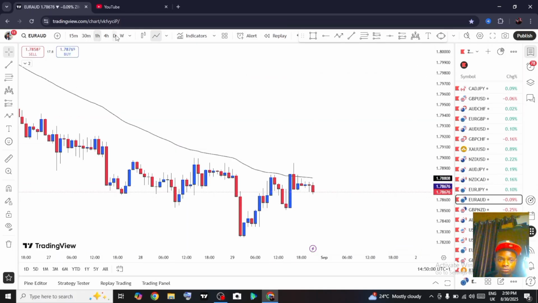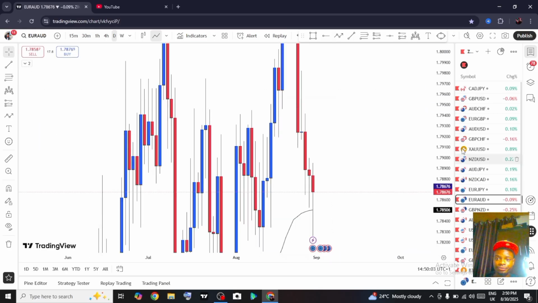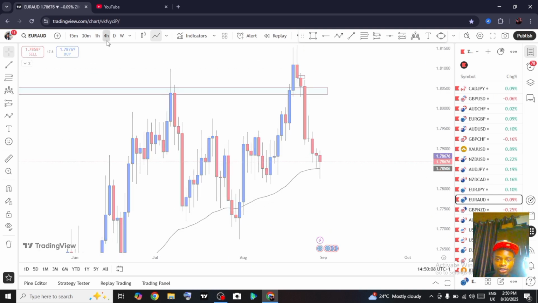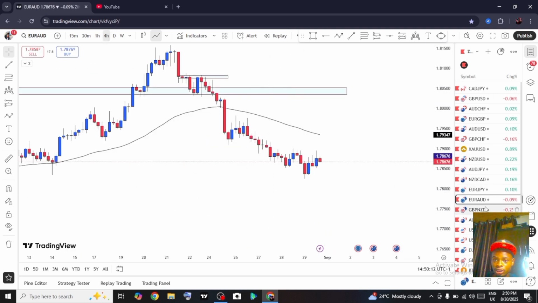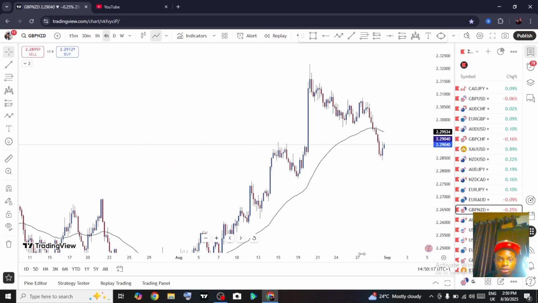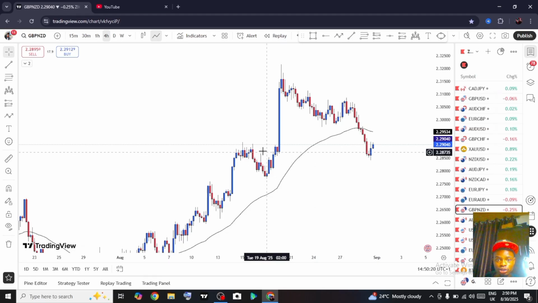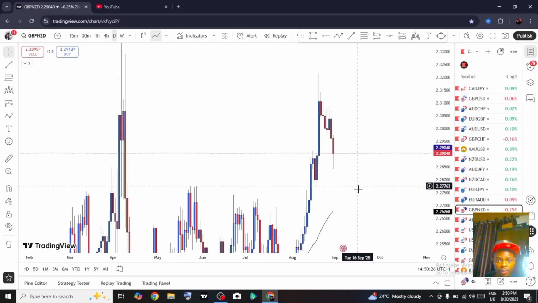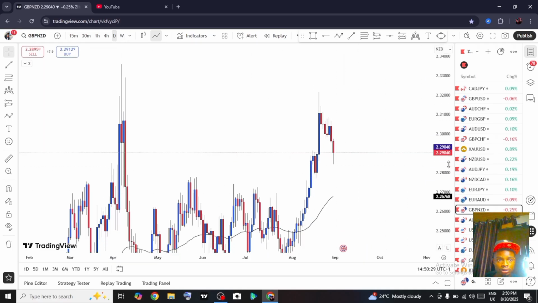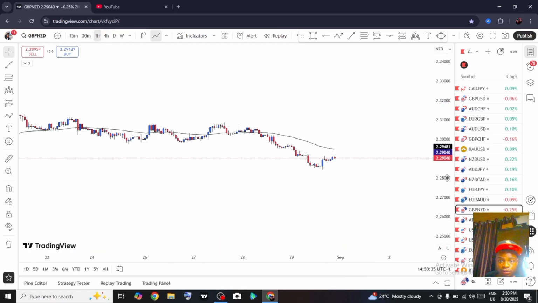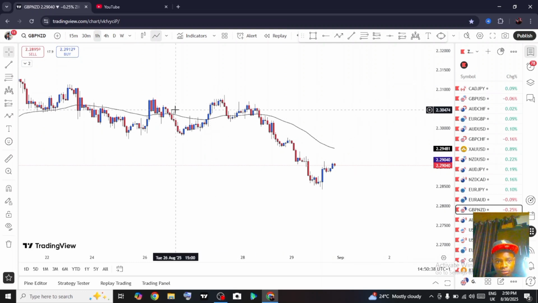EURAUD, daily time frame. All right, 4 hour time frame. I'm not interested in EURAUD. GBPNZD. The market is currently, well, technically still bullish, right? Technically still bullish. GBPNZD, the market is still bullish. Well, it looks bearish on the 1 hour time frame. I'm not really interested.